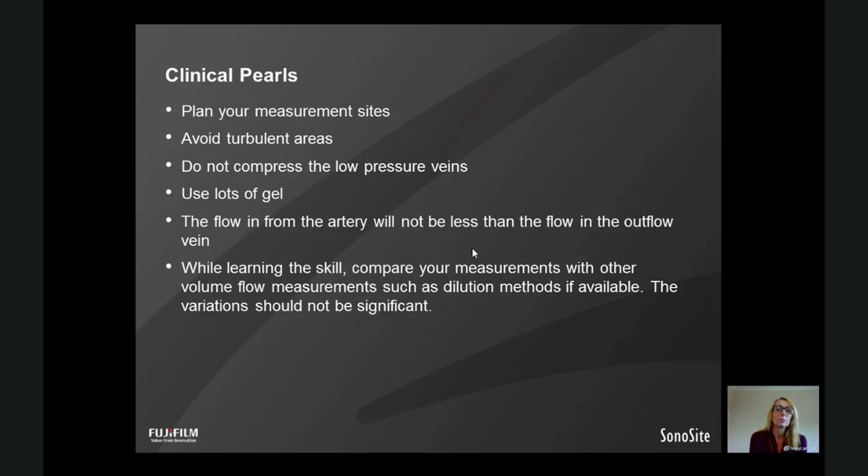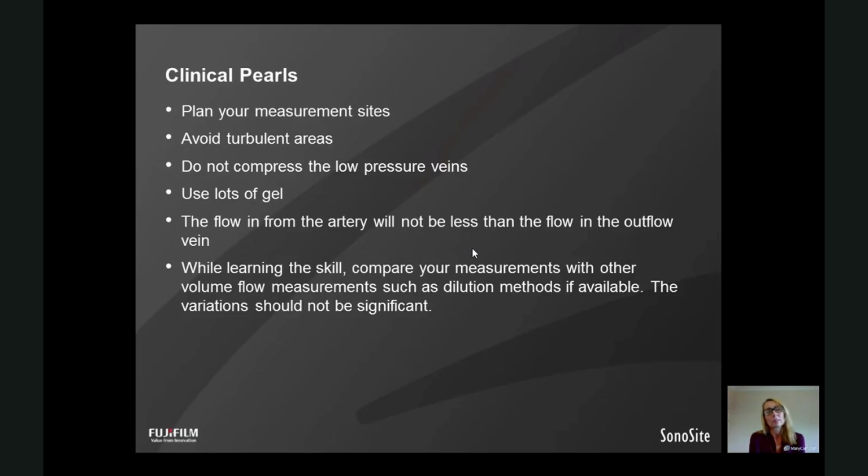So that's all the clinical pearls. The best thing is to get the ultrasound and practice. I like to measure my pre-dialysis patients, use a brachial artery and get my technique down pat with the brachial artery, because it's a nice vessel to measure, because it's got nice laminar flow, and the walls are nice and straight.